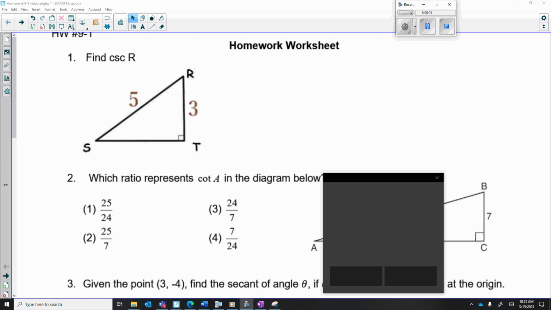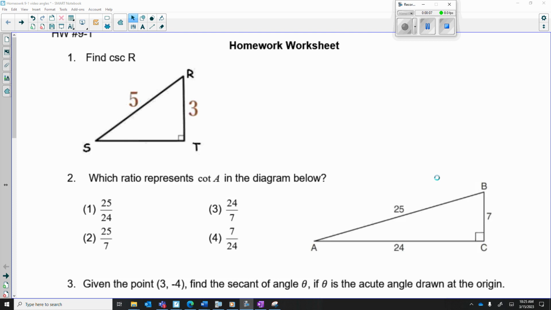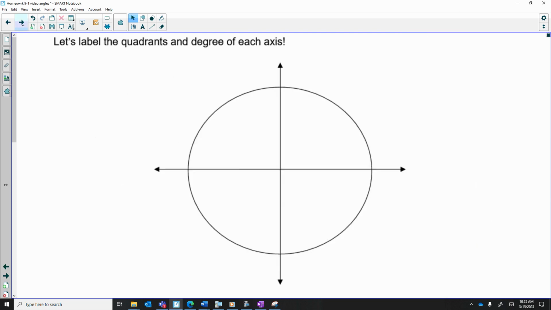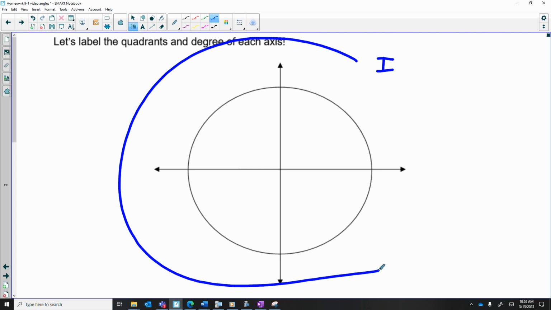All right, this is a quick video talking about the rotation of angles. So if you look at homework 9-1, we're going to look on the second page and we're going to start talking about rotating angles and labeling our quadrants. So we mentioned in class that the quadrants are labeled starting on the top right hand corner. This is called quadrant 1, and then it goes counterclockwise making a C shape.